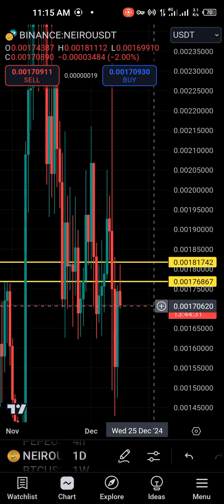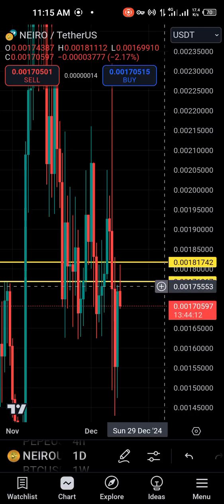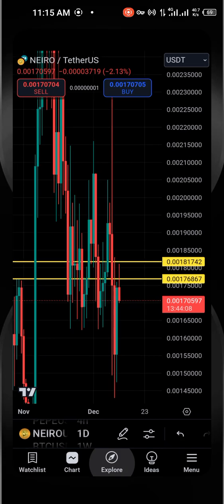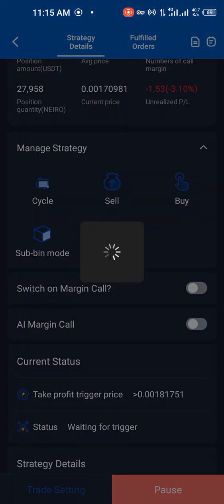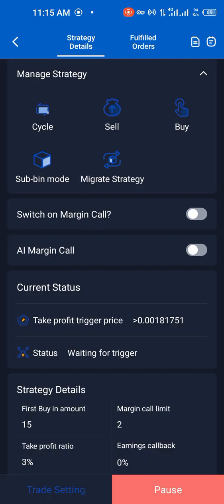0.0017620. So you can replenish if you wish to replenish, but if you don't want to replenish, you can go back and reset your take profits. You can reset your take profit so that it will be a little bit closer, not too far from where you bought this market. So how do we do that? We go to our bots. These are bots. This is your trade setting.